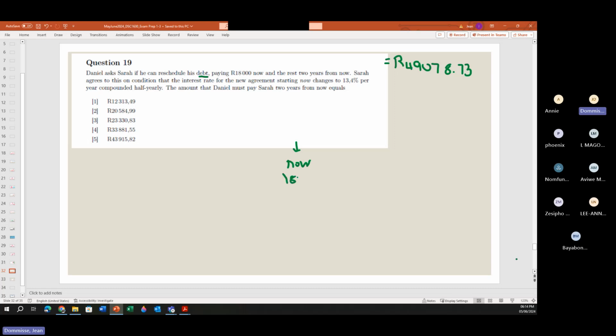So he wants to pay 18,000 now, and the rest 2 years from now. Sarah agrees to this on condition that the interest rate for the new agreement starting now changes to 14.4% per year.